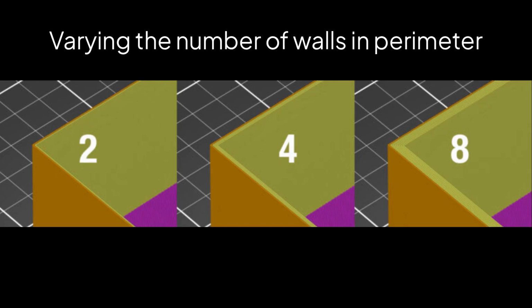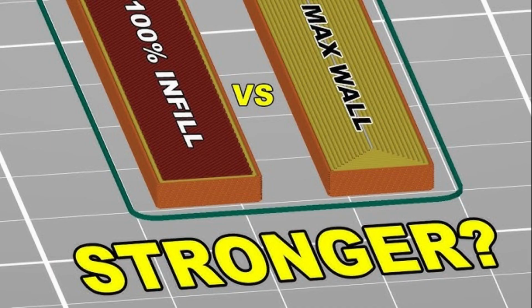Perimeters are the outlines of each layer. When you tell the slicer to use 2 or 3 walls, you're telling it how many offset contours to generate inward from the original shape. Each of those contours becomes a continuous extrusion path. This is critical to understand. Walls are not decorative. They are the primary structural component of most prints. In many cases, the walls carry more load than the infill.